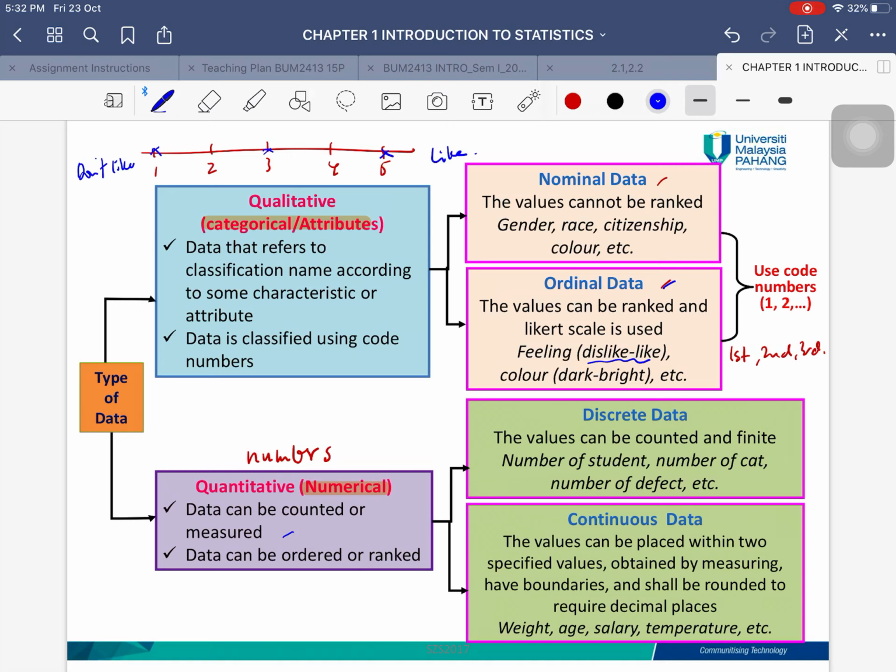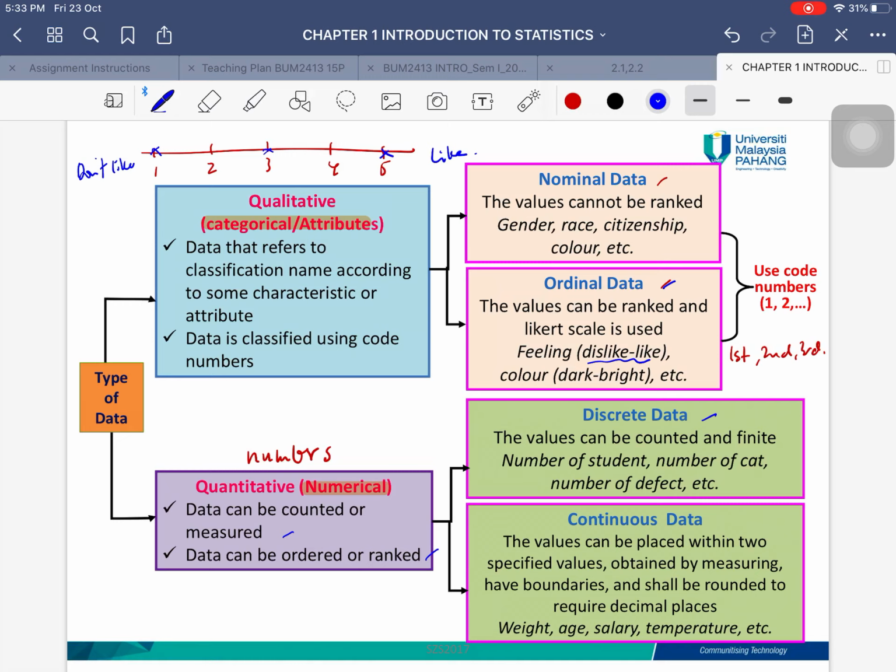Quantitative, so it involves numbers. It's data that can be counted or measured. It can be ordered or ranked, so we can rank it from the lowest to the highest and so on. Discrete data is the values that can be counted and finite. So what is discrete data? Discrete data is going to be counting numbers, like 1, 2, 3, 4, 5, like number of people and so on. That is called discrete data.